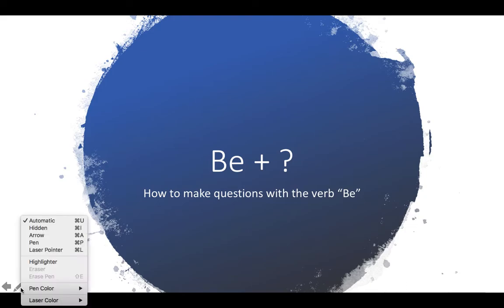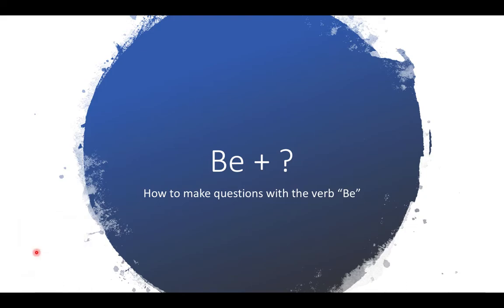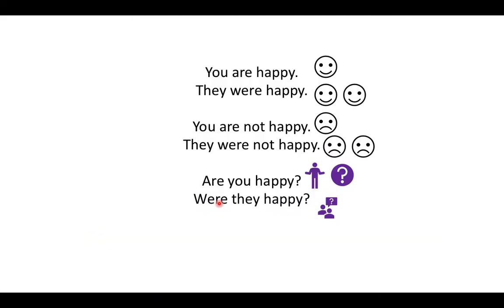Okay, so today we're going to be talking about making questions from the verb be. So that's going to be am, are, is, or if we're talking about past tense, so before right now, that's when we're talking about before what's happening in the moment. So how to make questions with verbs like was and were.